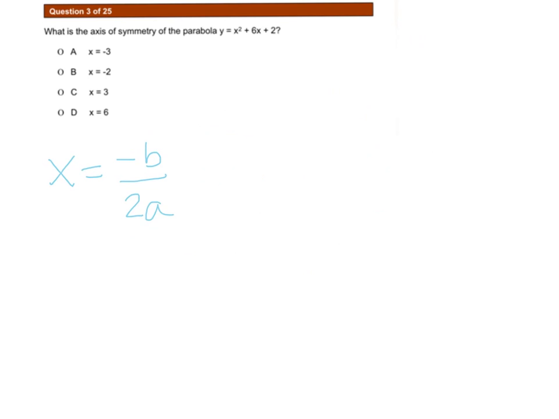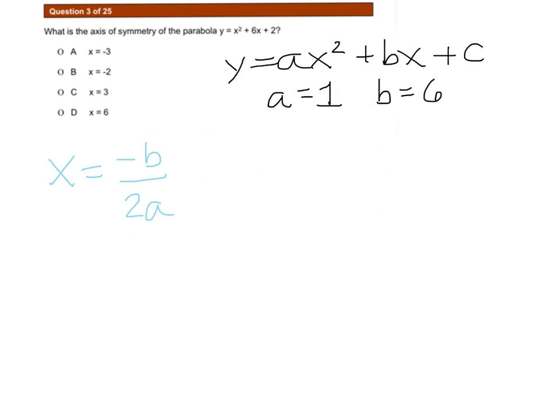Well, in standard form, we know that equations are written as y equals ax squared plus bx plus c. Looking at our problem, the coefficient of x squared is 1, so a equals 1. The coefficient of x is 6, so b equals 6, and the constant at the very end is 2, so c equals 2. Again, there's no variables in this a, b, and c. These are just the coefficients, just numbers.